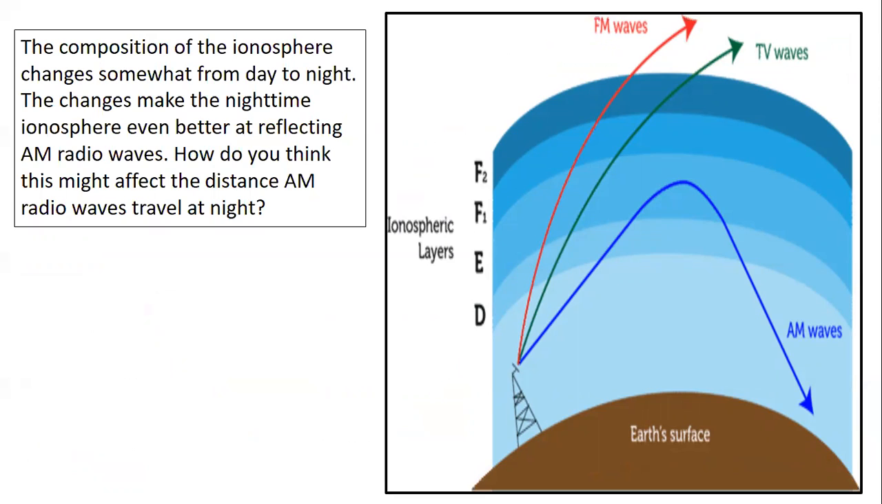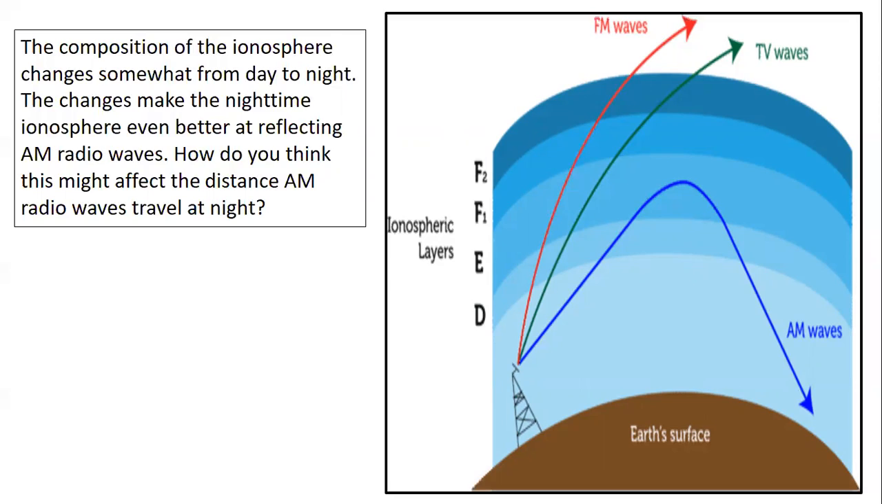The composition of the ionosphere changes somewhat from day to night. The changes make the nighttime ionosphere even better at reflecting AM radio waves. How do you think this might affect the distance AM radio waves travel at night? Pause the video for a moment and think about this question. Write down your answer. Back already, huh? All right.